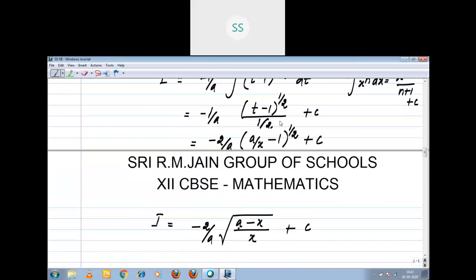When you integrate that, t minus 1 the whole power 1 by 2 divided by 1 by 2 plus c. The 2 will move to the numerator, minus 2 by a into a by x minus 1, because t can be replaced by a by x, the whole power 1 by 2. Then you take LCM, square root of a minus x by x plus c.